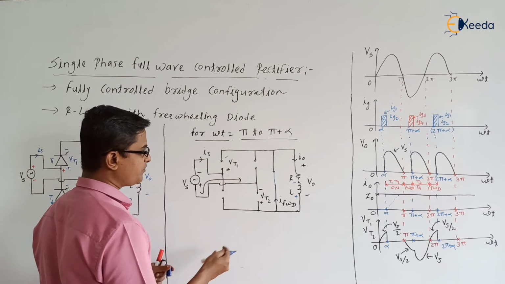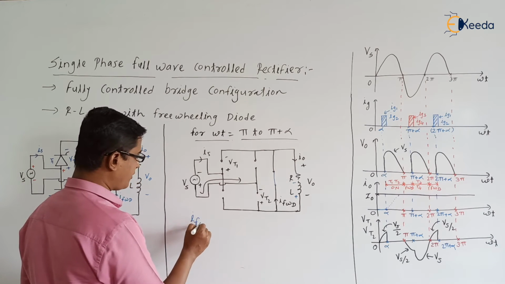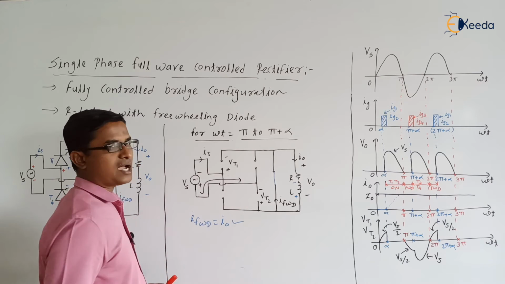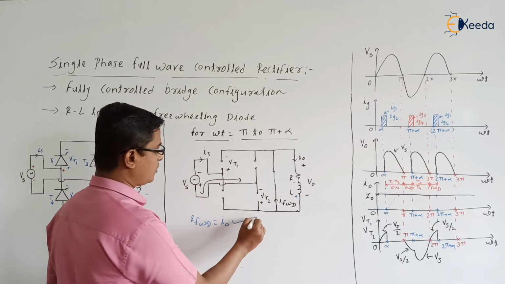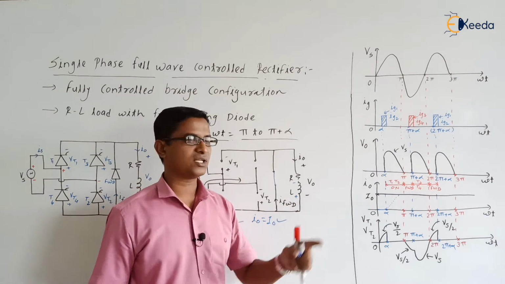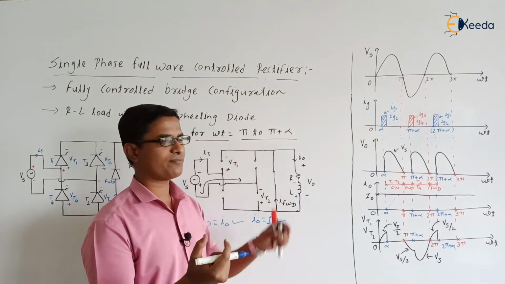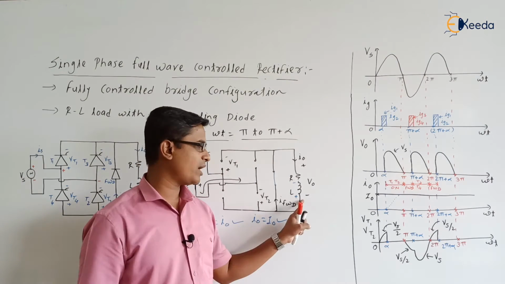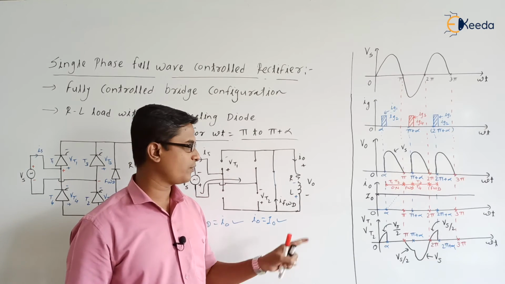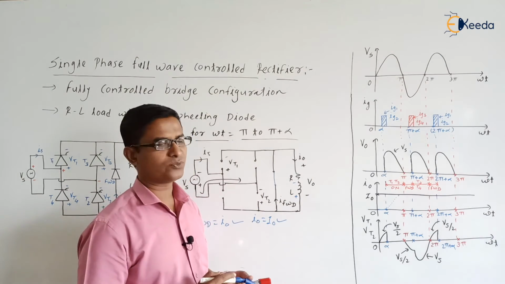Here the freewheeling diode current is the same as I0. And what is I0? I0 is constant, meaning the inductor is maintaining the constant current, because the interval pi to pi plus alpha is very small. Here we have considered the inductor value sufficiently high so that the current flowing through it will be constant.